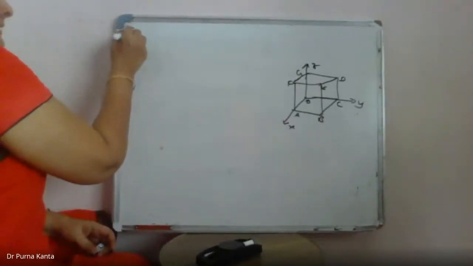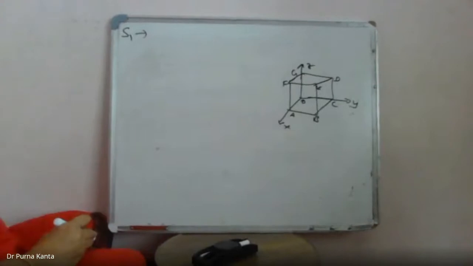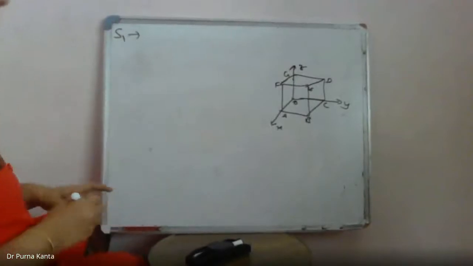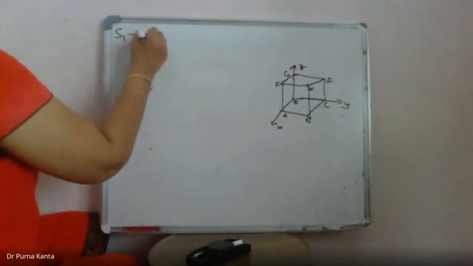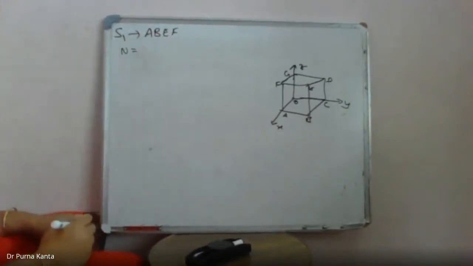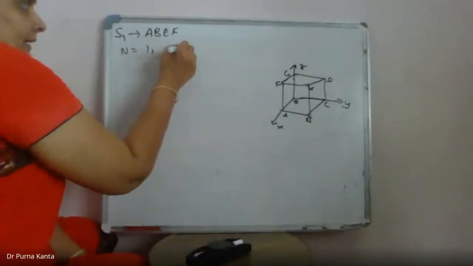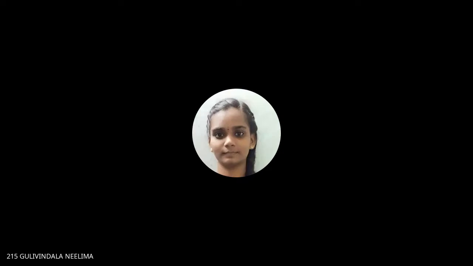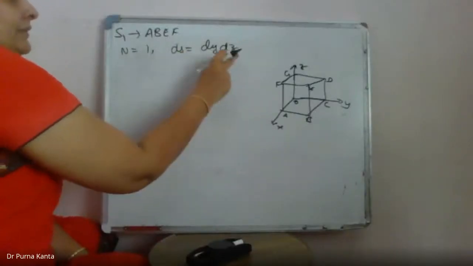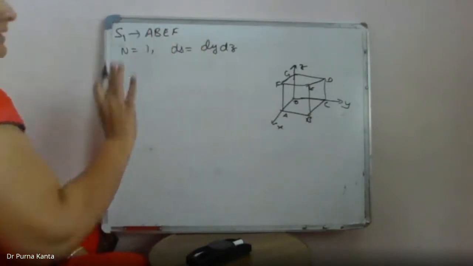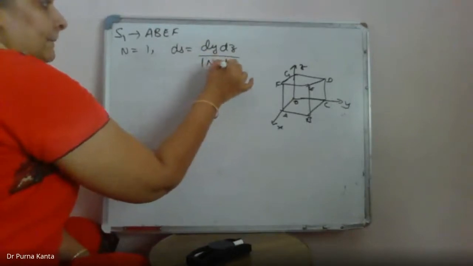For S1, just like what we have done in the case of Stokes theorem, we'll go with positive x, the x-axis one side and the opposite side. Next y with its opposite side, z with its opposite side. The first surface we take as A, B, E, F. For this, what is the value of n, the unit normal? n is equal to i, and dS is equal to dy dz. Actually it is dy dz by mod n dot i. n dot i is equal to 1, so I'm not writing mod n dot i here; directly I'll write dy dz.